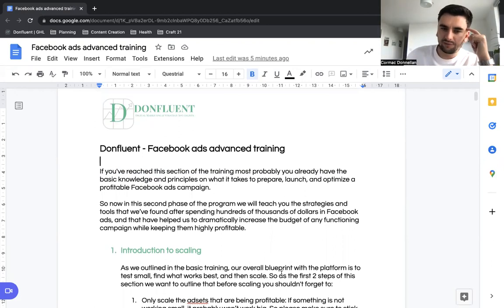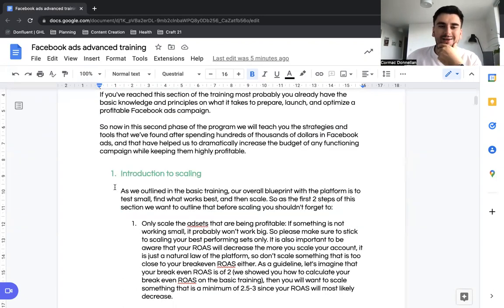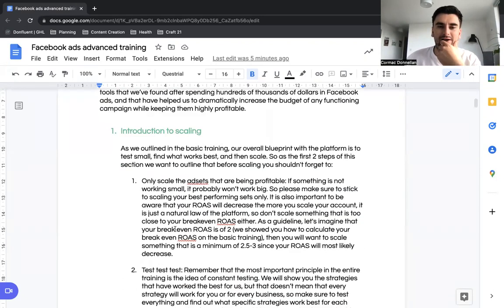So in the second phase, what you want to teach is the strategies and tools that we found after spending hundreds of thousands, which is now actually millions of dollars, euros, pounds in Facebook ads. They've helped us dramatically increase the budget of any functioning campaign while keeping them highly profitable. We just want to break down an introduction to scaling and understanding what it actually is.